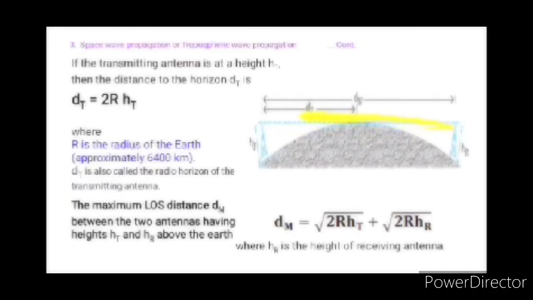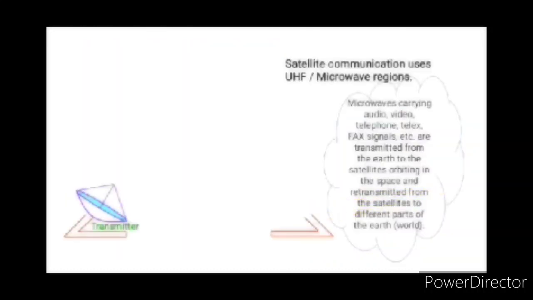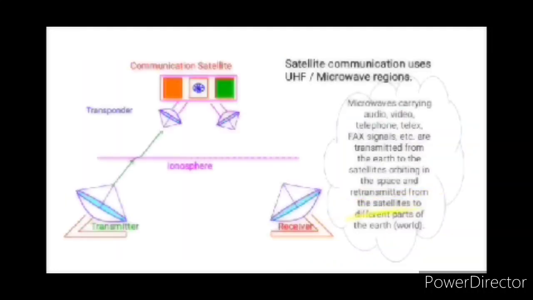Satellite communication. The microwaves carrying audio, video, telephone, telefax signals are transmitted from the Earth to the satellite orbiting in space and retransmitted from the satellite to different parts of the Earth. Similar to line of sight microwave transmission, the satellite acts as a super tall antenna and repeater.